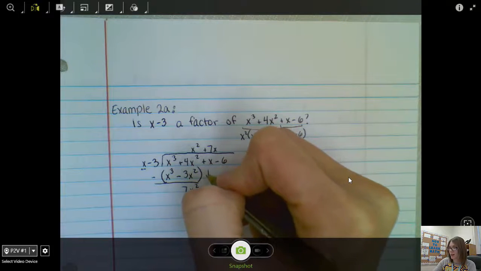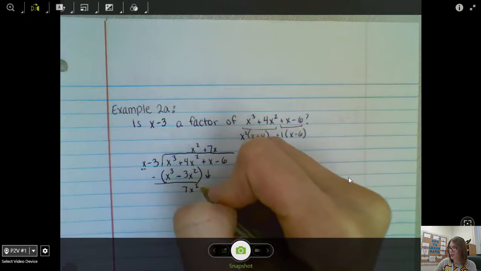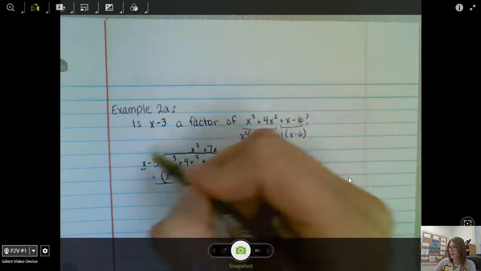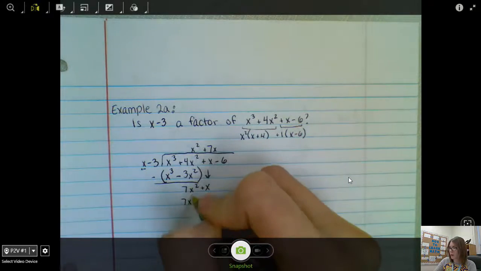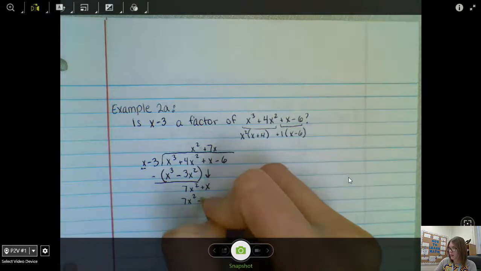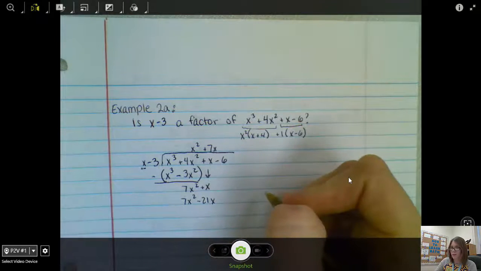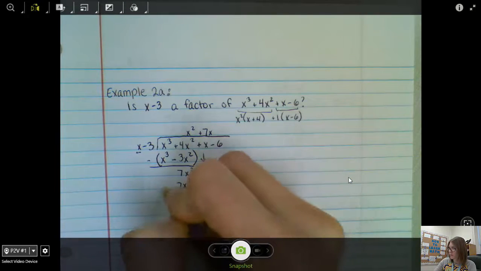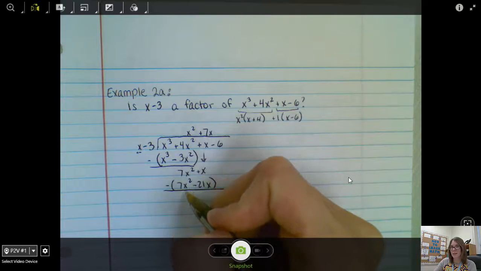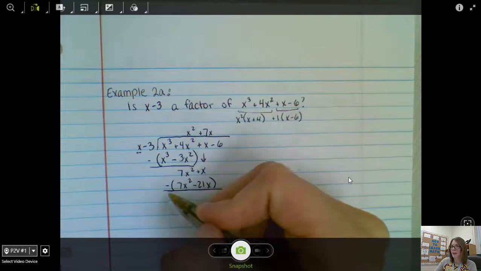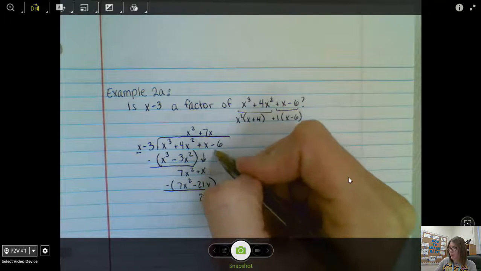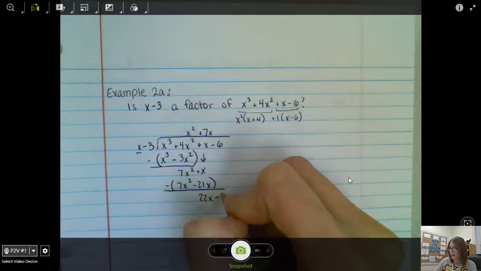Oh, I almost forgot. Don't forget to bring down your next term. 7x times x gives me 7x squared. 7x times negative 3 is negative 21x. Subtract. X squared terms cancel out. X minus negative 21x is positive 22x. Then we bring down our last term, minus 6.